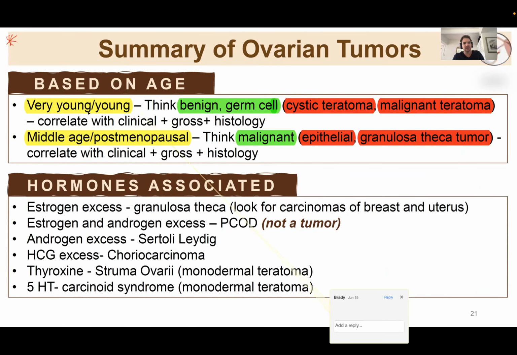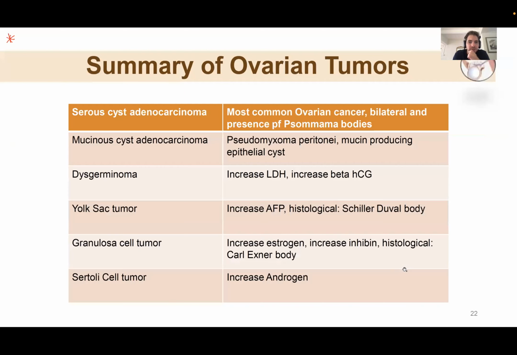Yeah, I guess that's a good thing to know. Young, typically benign; postmenopausal has more of a malignant potential. Sure. All right, a good little review slide. Definitely know what goes with what. So one more time, specifically yolk sac tumors, alpha-fetoprotein, Schiller-Duval bodies; granulosa cells, increased inhibin, Call-Exner bodies. Yeah, that should be good. So know this stuff.